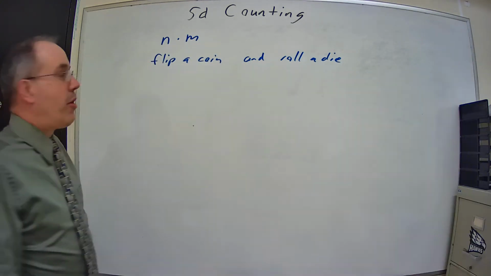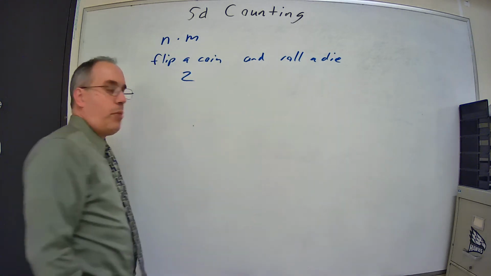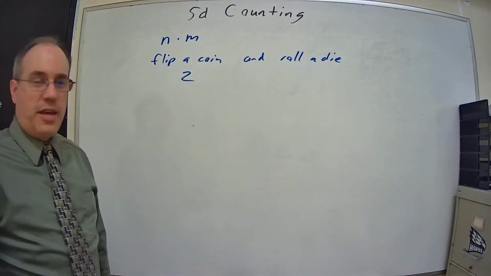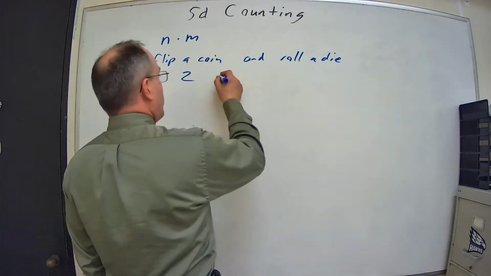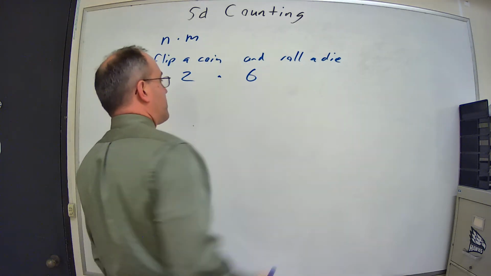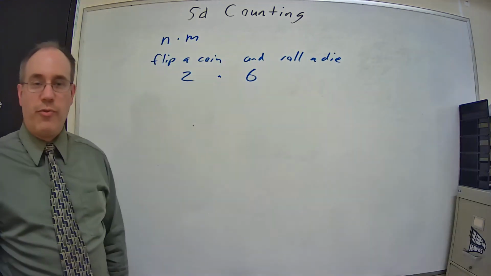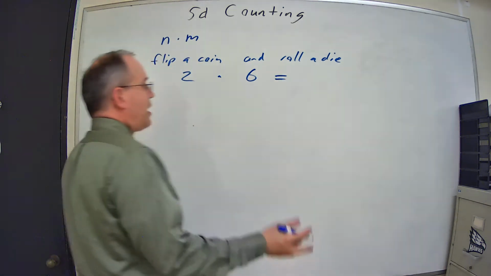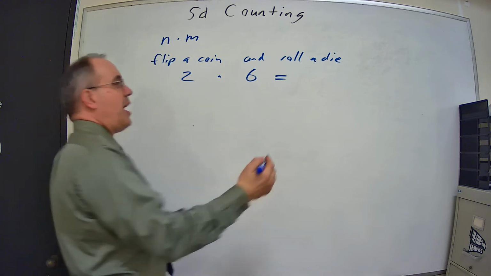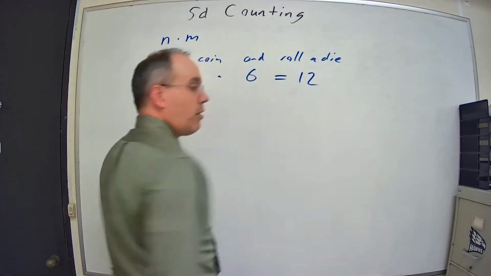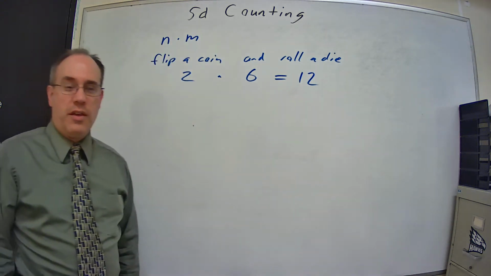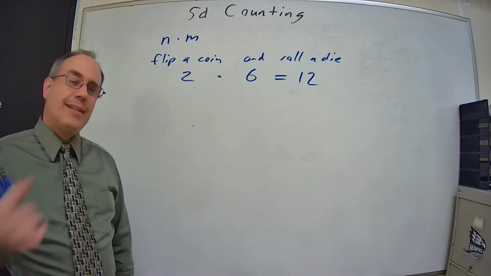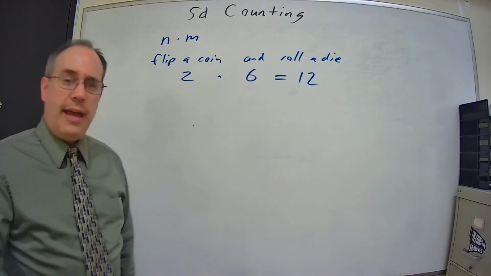Flipping a coin, there are two possible outcomes, heads or tails. Rolling a die, there are 6 possible outcomes, 1, 2, 3, 4, 5, and 6. So therefore, the total number of possible outcomes if I flip a coin and roll a die is 2 times 6, or 12. Well, if you don't believe me, let's take this next step and look at it.